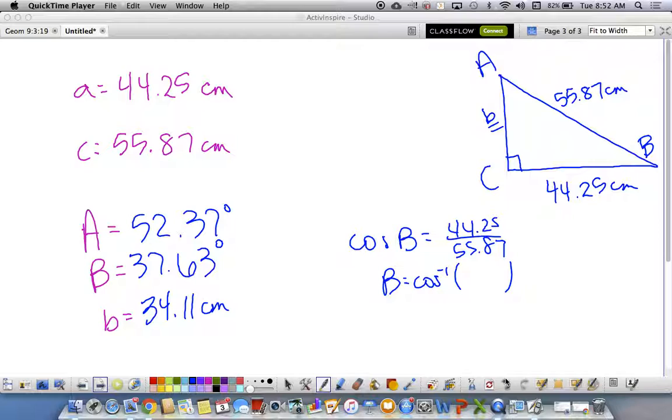Okay. We can do this all day. Solve right triangles. Solve right triangles. Let's see. When are we going to apply them? Do you remember?